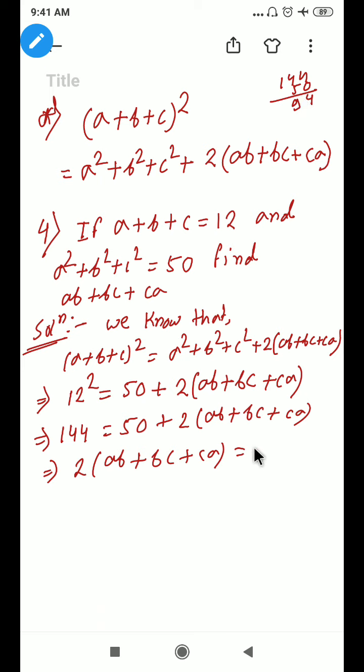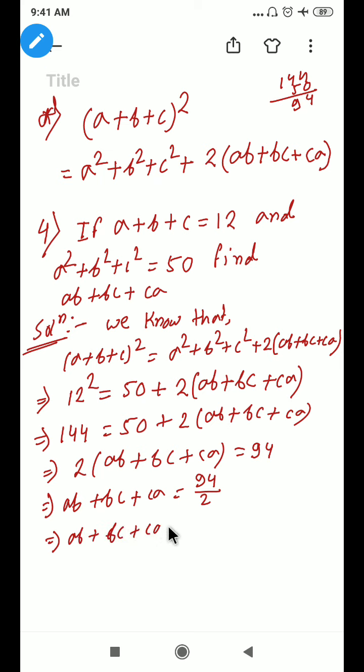This is 94. You have to find out the value of AB plus BC plus CA. So this will be 94 divided by 2. So AB plus BC plus CA is equal to 47. 47 is the answer. Clear?